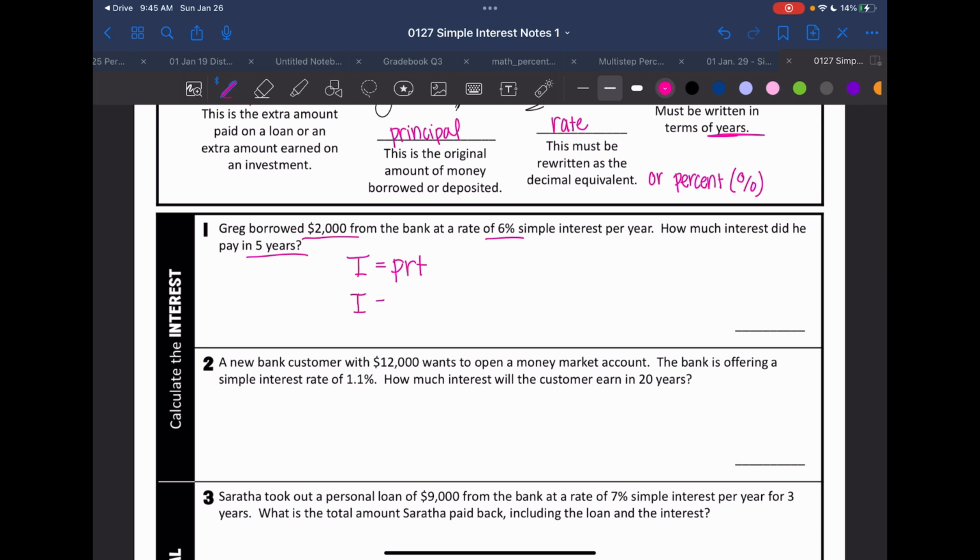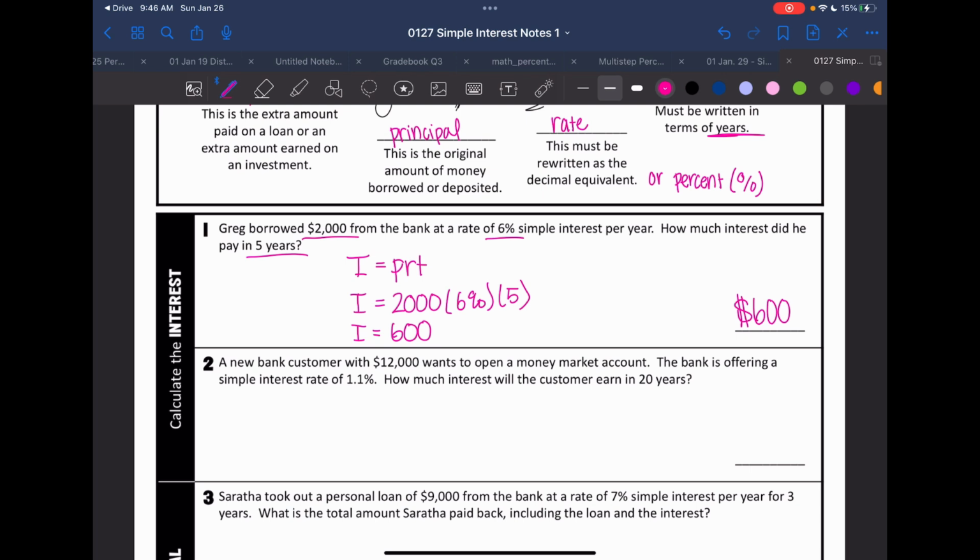So interest equals 2,000 times 6% times 5 years. And when I multiply all this together, I get interest equals 600. So how much interest did Greg pay in 5 years? He paid $600. Number 2 says a new bank customer with $12,000 wants to open a money market account. The bank is offering a simple interest rate of 1.1%. How much interest will the customer earn in 20 years?